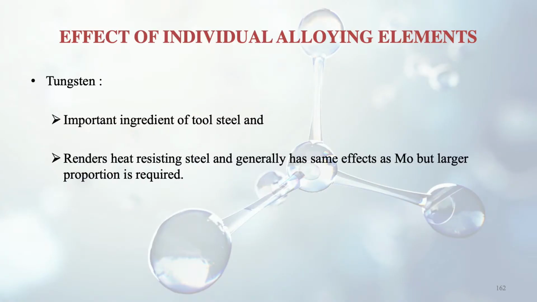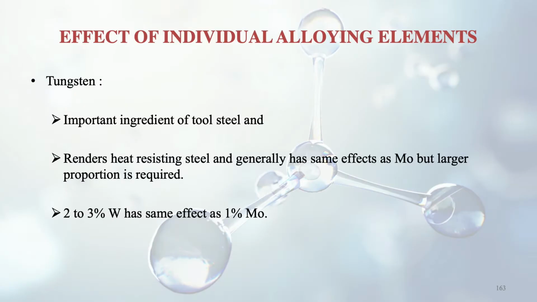We further see some others, like tungsten. Tungsten gives us heat resisting steel, and it has the same effects as molybdenum. But in this case, a larger proportion of tungsten is required as compared to molybdenum. So we can see molybdenum will be better as compared to tungsten. 2 to 3% of tungsten has the same effect as 1% of molybdenum. So obviously molybdenum is better.